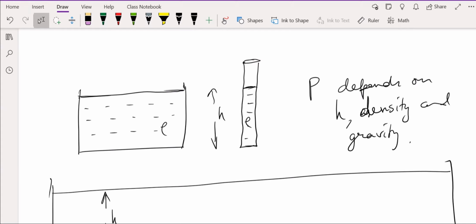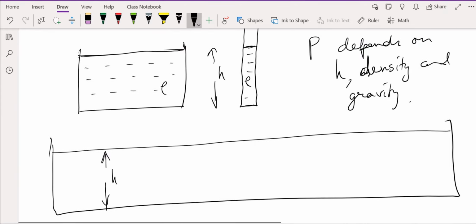Make sense? So it depends on three factors. One is the height, then the density, and then the gravity. Of course, if you're on the surface of the earth, the gravity is going to be the same sort of thing, right? That's not a major issue. The major issue then becomes the height and the density.